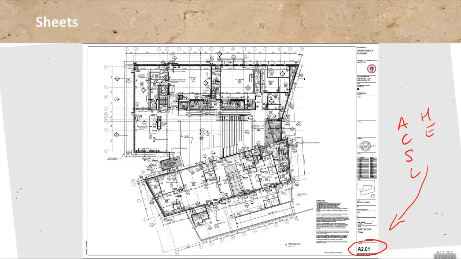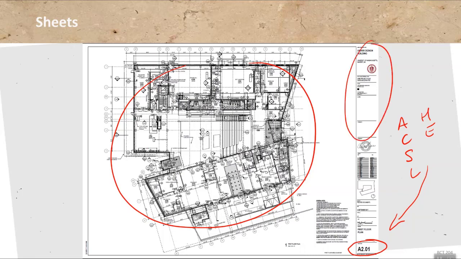Then on a sheet we have a view, at least a single view, as in this case, which is a floor plan, or we have multiple views. But before we get to that one, let's start from the outside. On the outside we have the title block.